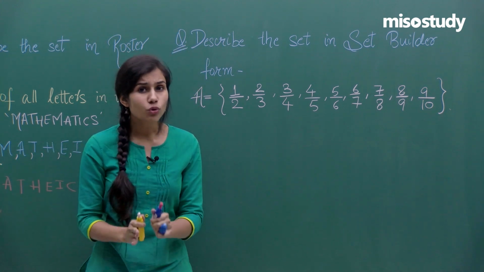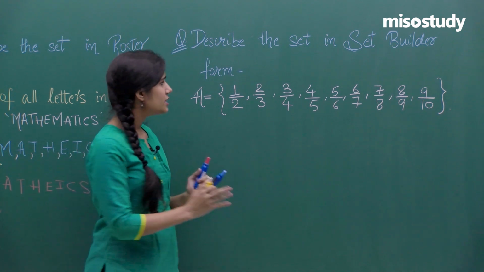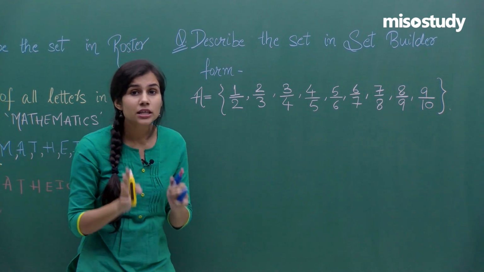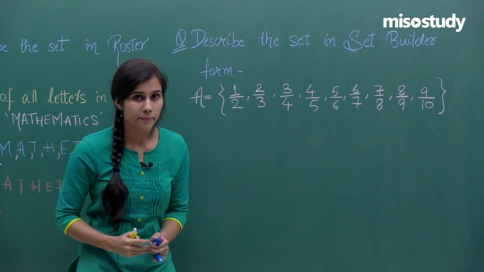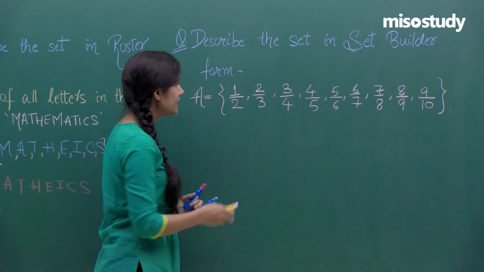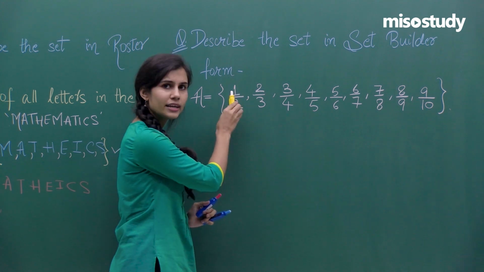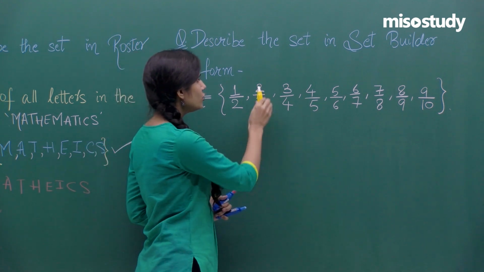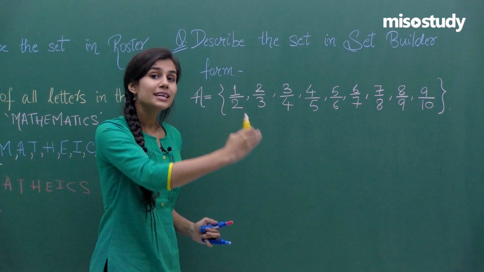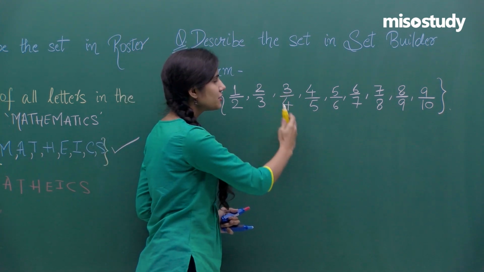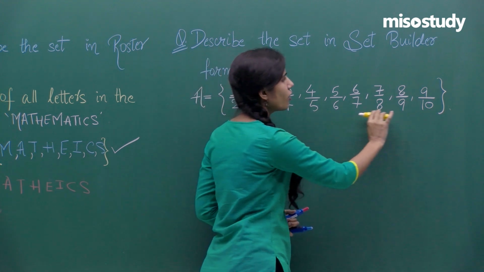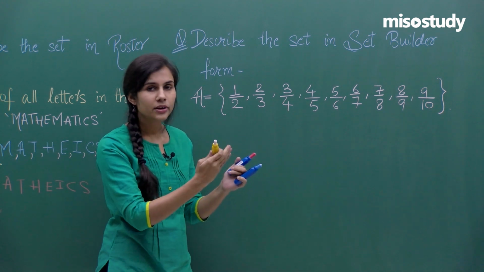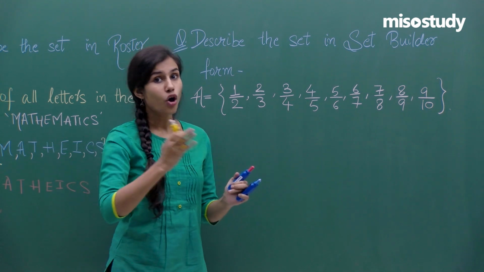In order to find the rule or a characterizing property which is shared by all these members, it is very important to observe them and find what is common in them. Now, if you observe carefully, look at the numerator. If it's 1, the denominator is 1 more than the numerator. Over here also, 2 and the denominator is 2 plus 1. 3 and the denominator is 3 plus 1. This is the pattern followed by every member in this set. The numerator is a natural number and the denominator is the numerator plus 1.